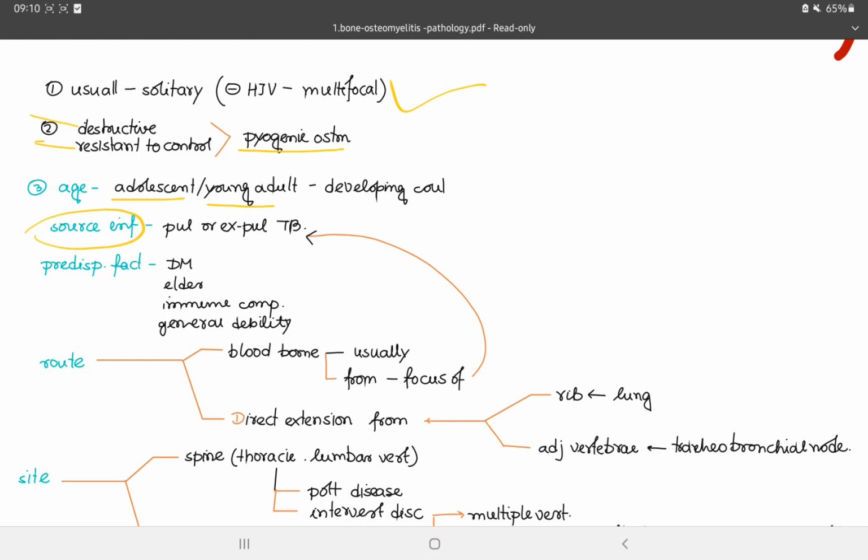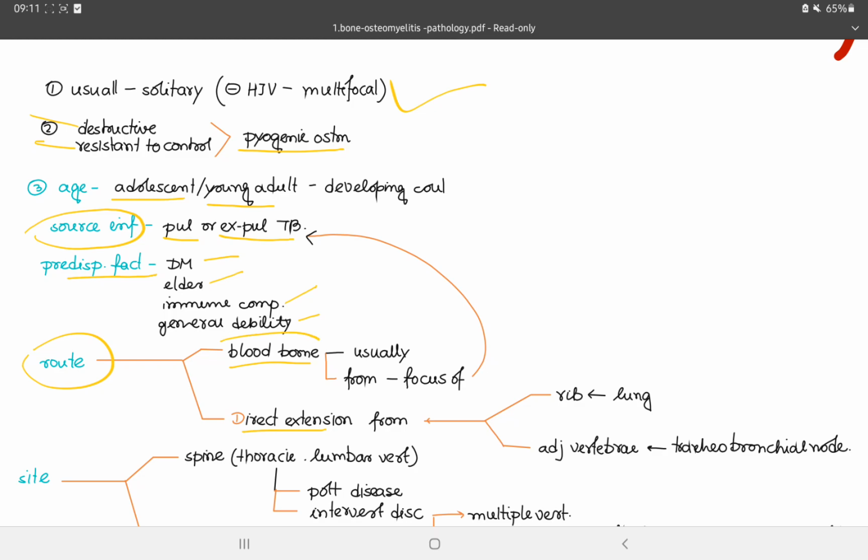The source of the infection may be pulmonary or extrapulmonary tuberculosis. Predisposing factors are diabetes mellitus, elderly patients, immunocompromised patients, and general debility. Then the route. The most common route is the blood-borne route. It may also occur by direct extension from another site of the body.